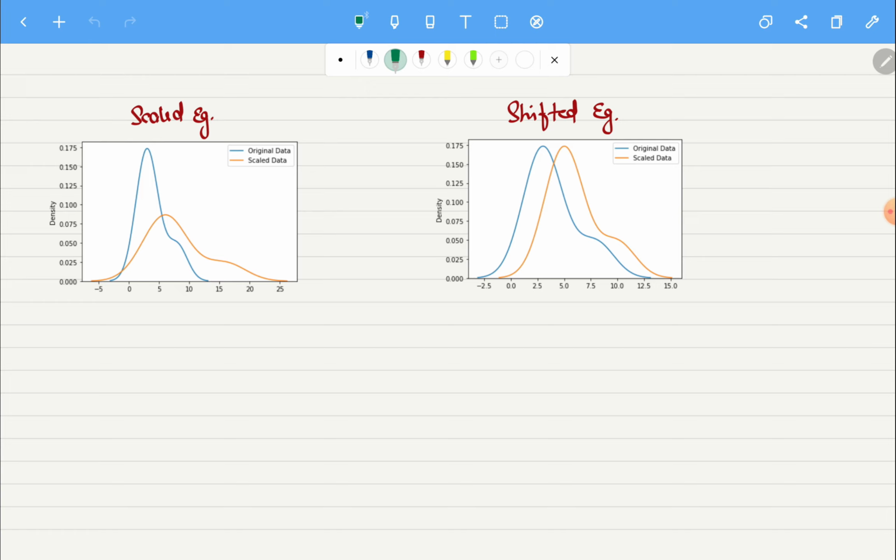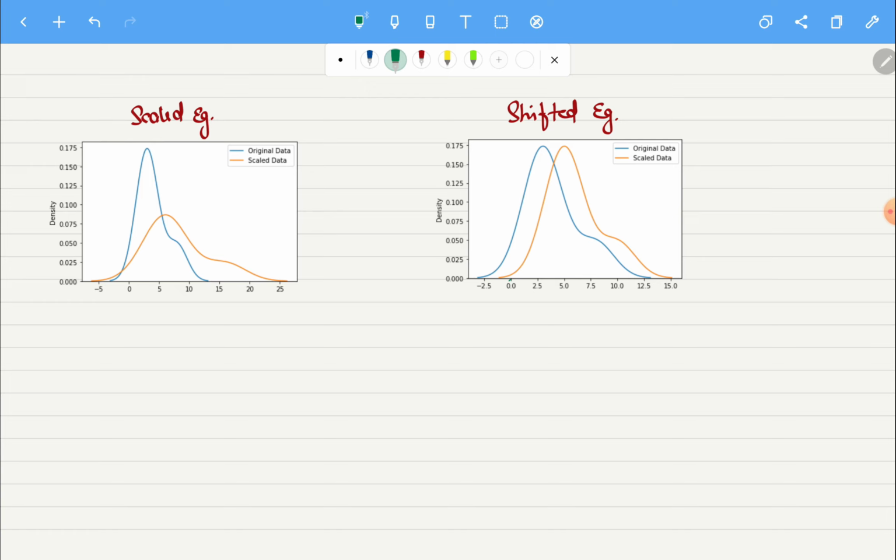For shifting, we have just shifted our data from this point to this point. Orange one is our scaled one and blue is our original one. So you can see here our mean, median, mode has changed, but our range has been the same, our variance has been the same, and our interquartile range is also the same. So by looking at these two images or these plots, I think it will make much more sense to you.